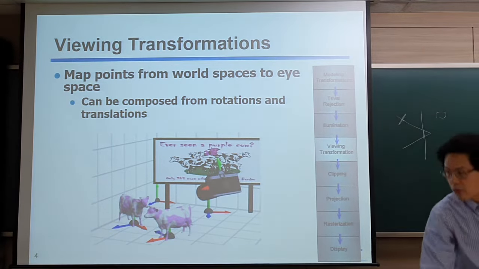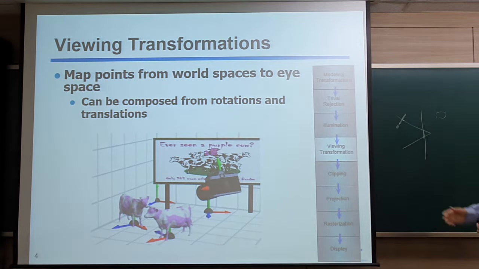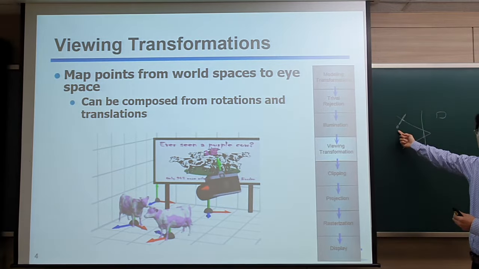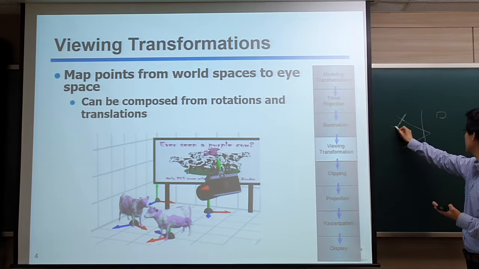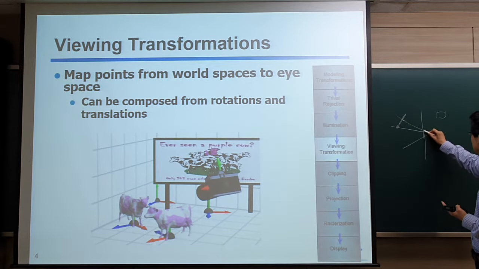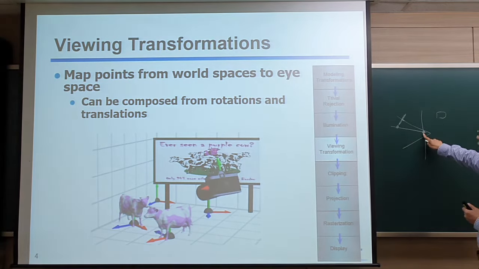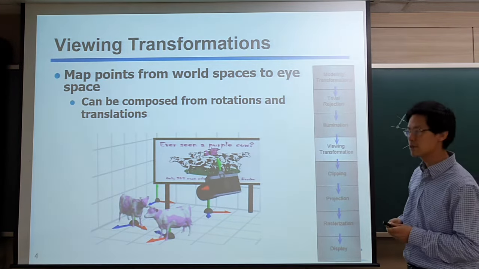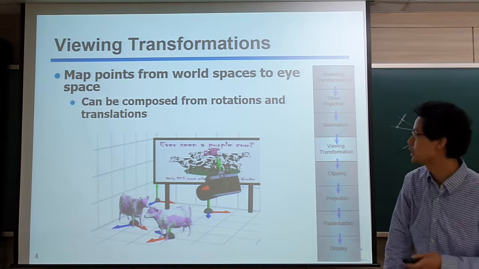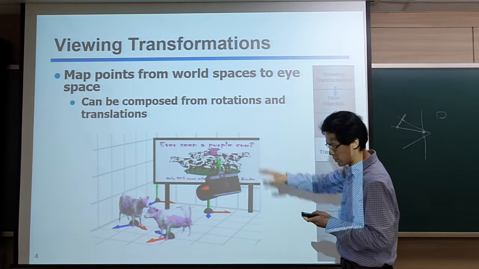suppose that you have a certain point in the 3D space, like in the world space like this, right? But for rasterization, for rendering, you need to compute the coordinates of this point in the image space, right? So basically, setting up this camera and computing the coordinates in the screen space of this object is nothing but the viewing transformation. That's what we want to do today. And then you can see that this is actually composed of rotation and translation. I will talk about this later on.